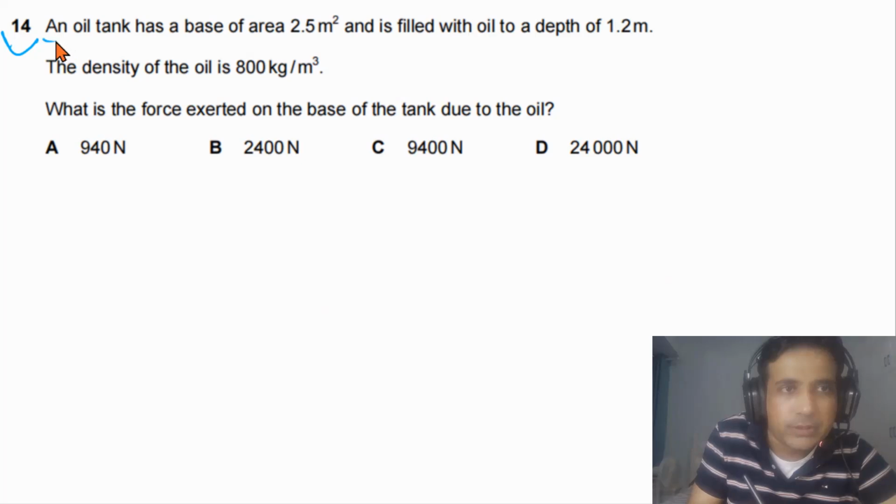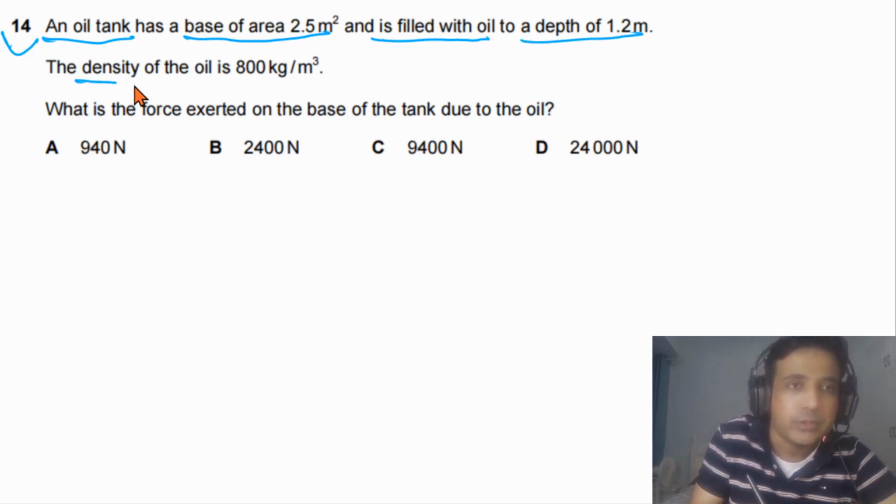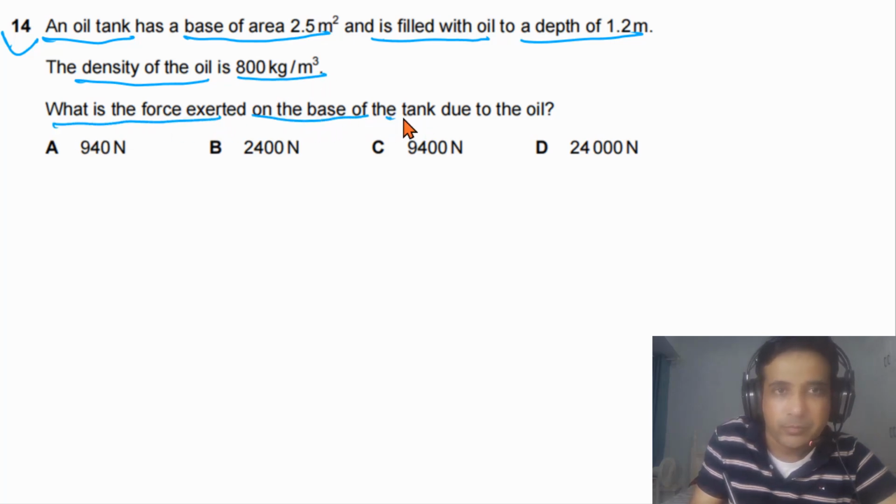Question 14 says an oil tank has a base of area 2.5 meter square and is filled with oil to a depth of 1.2 meters. The density of the oil is 800 kg per cubic meter. We need to find out what is the force exerted on the base of the tank due to the oil.